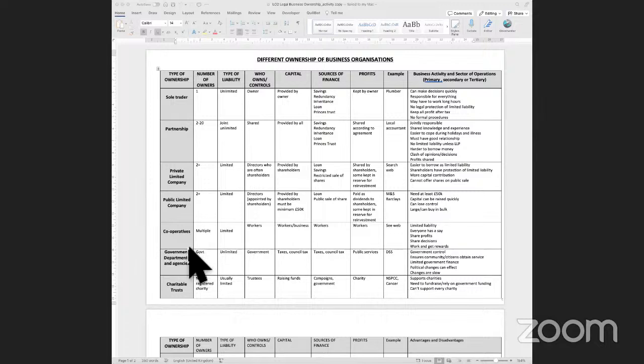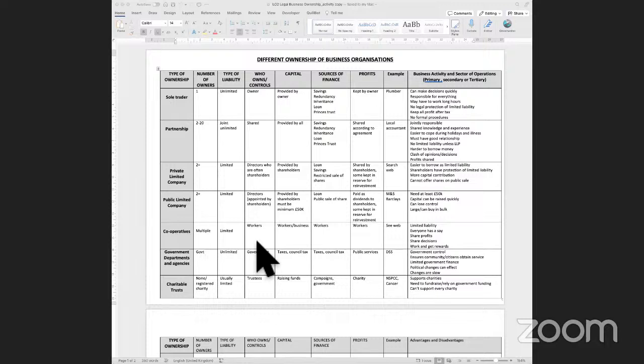Then you have cooperatives, which have multiple owners. An example of this will be Co-op. You look at NISA Local, you look at Premier. These are all examples of cooperatives, and here the liability is limited. Workers, John Lewis, for example, is a cooperative. The workers or the employees own shares of the company. Their capital or the profits are obviously shared by the workers and the employees and the management of the organization.